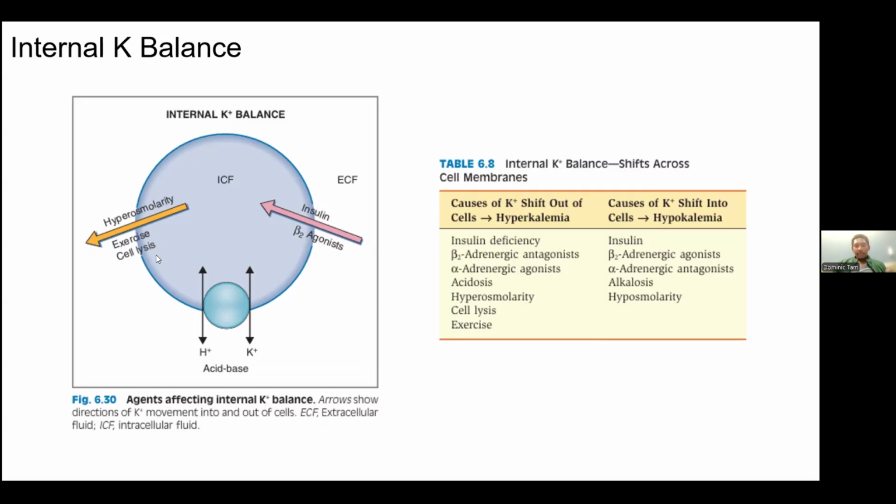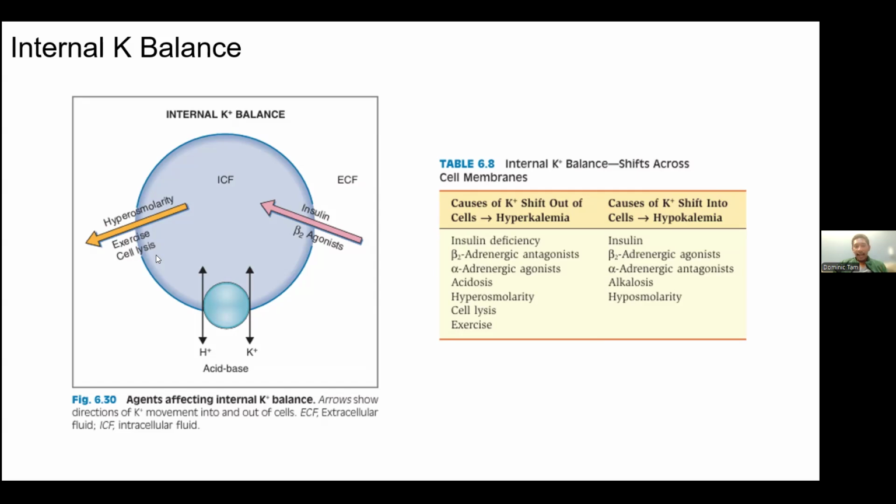In alkalemia, H plus concentration in blood is decreased. H plus leaves the cells and potassium enters, producing a hypokalemia. On the other hand, in acidemia, the hydrogen concentration in blood is increased. H plus enters and potassium leaves, causing a hyperkalemia. But that is not to say that all acid-base disturbances are going to produce a change in potassium.